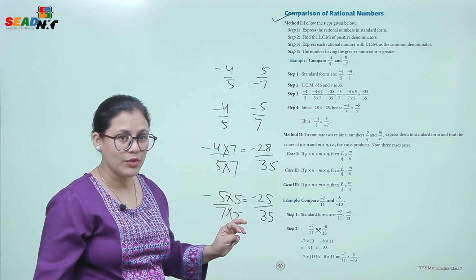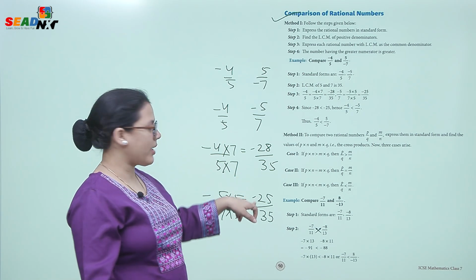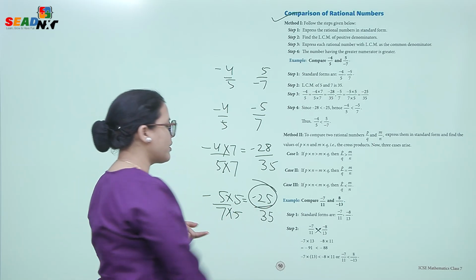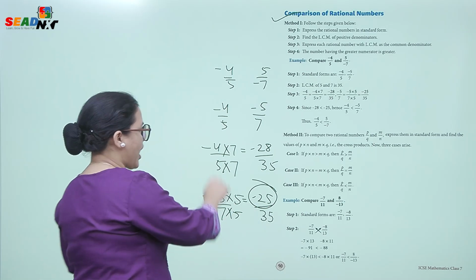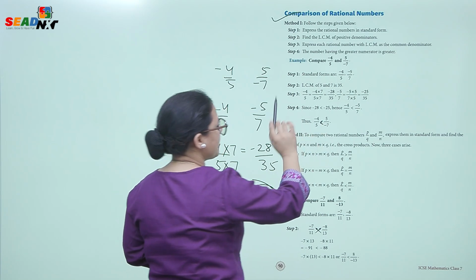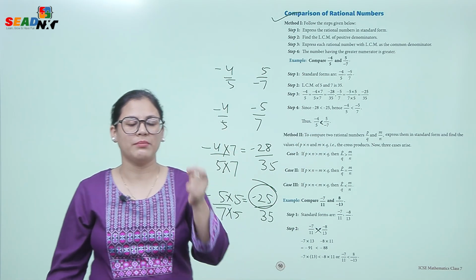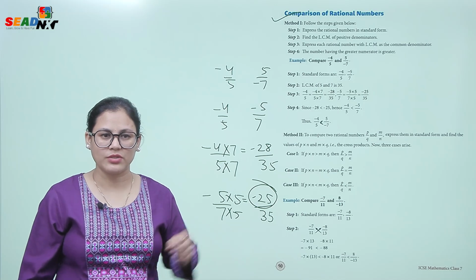Okay, so minus 28 or minus 25, which one is greater? Of course, minus 25 is greater. That means this fraction, that is, this one is greater. Okay, or you can say minus 4 by 5 is less than minus 5 by 7. Okay, so this was method 1.